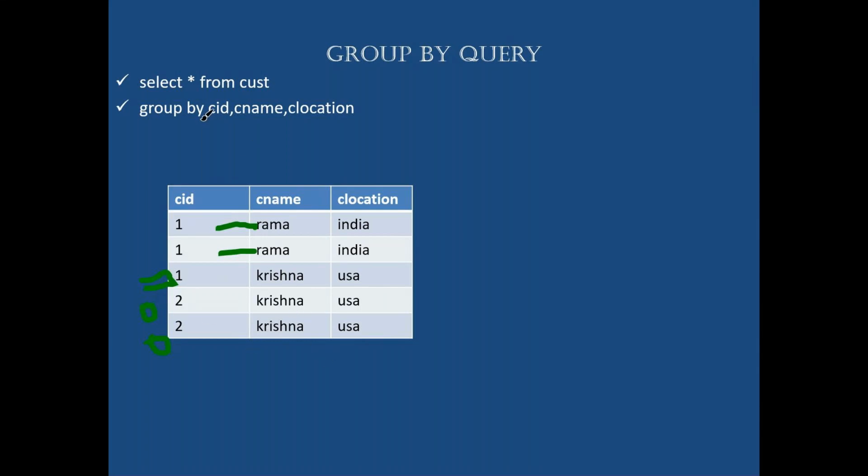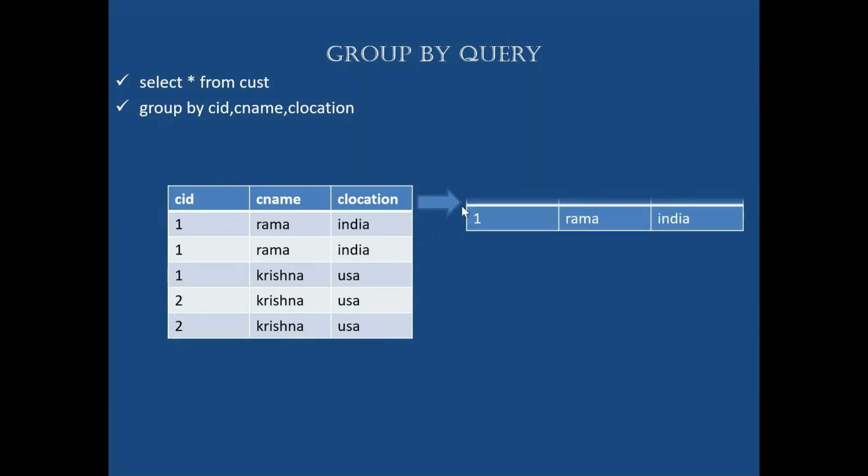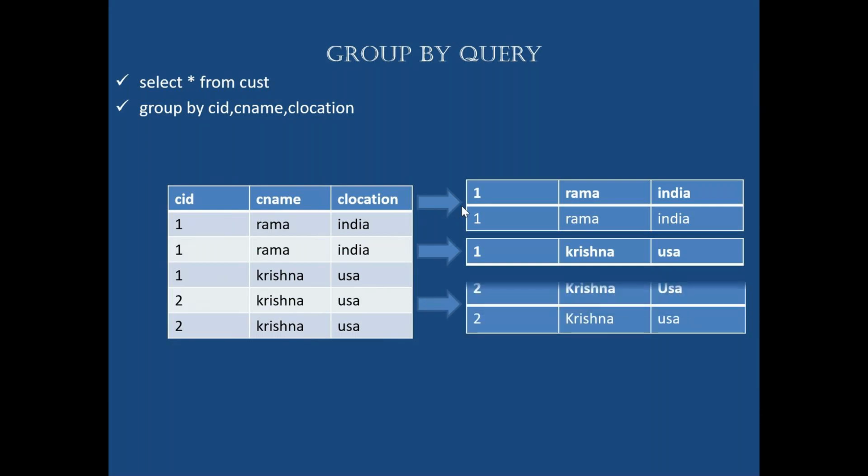Now if I say group by CID, C name, C location, how many groups will they create? If the entire data is the same, that is one group. These two records are the same, so that is one group. Total one, two, and three. There will be three groups. Clear?